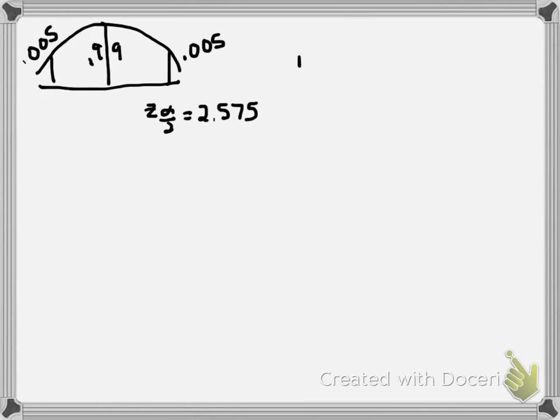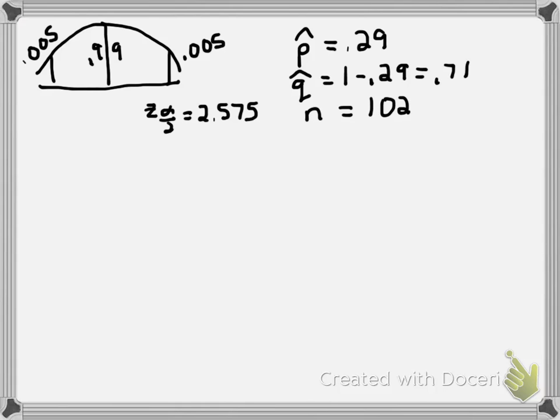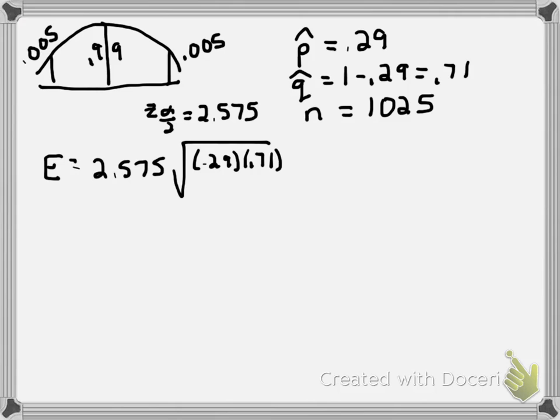In this case, they told us that p hat was 29%, or 0.29. So q hat is 1 minus 0.29, or 0.71. They also gave us the sample size, which is 1,025. And now we can find E. E is equal to the critical value, 2.575, times the square root of 0.29 times 0.71 divided by the sample size, which is 1,025.